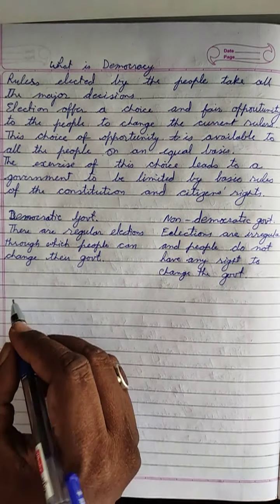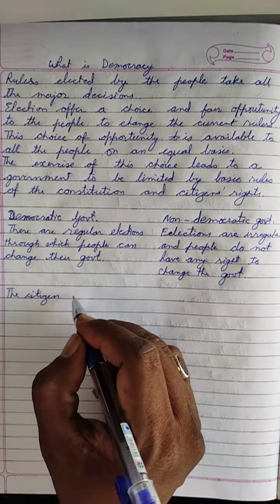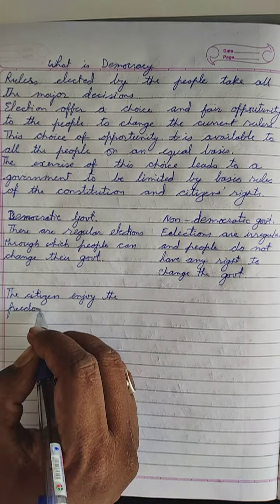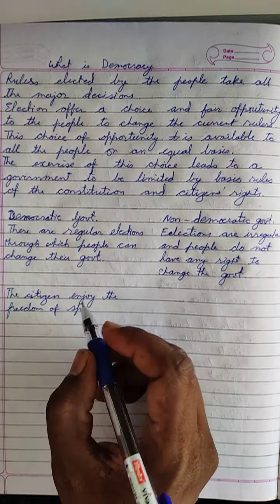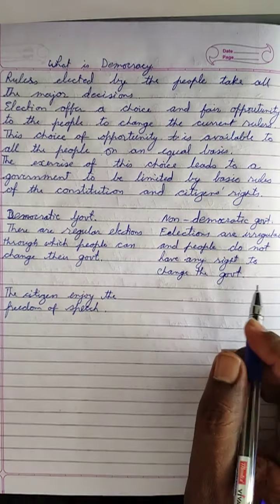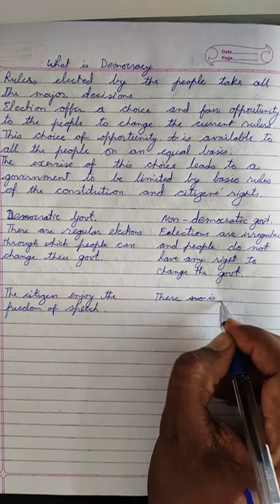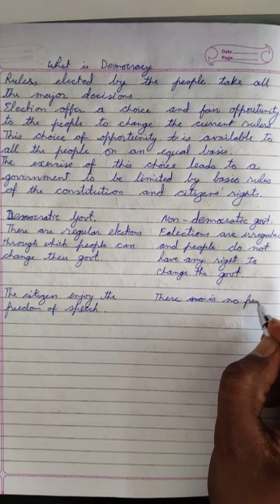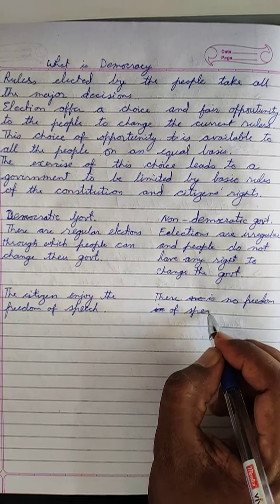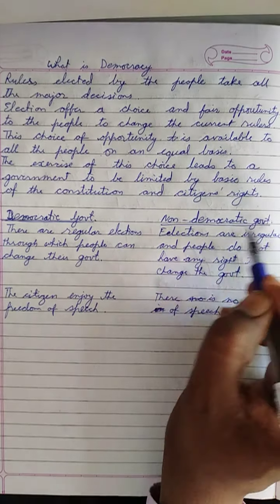In democratic government, the citizens enjoy the freedom of speech. It means in democratic government, people are free to speak whatever they like. But there is no freedom of speech in a non-democratic country. Democratic country and non-democratic country.